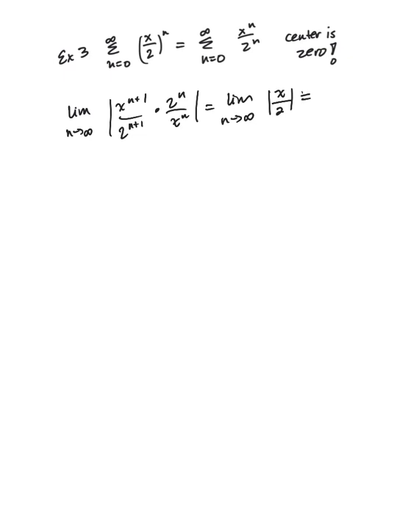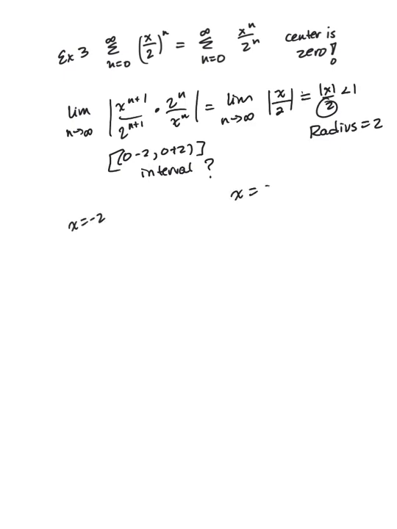So the limit is literally just going to be the absolute value of x over 2, okay? You're going to make that less than 1. So you could see that the radius is 2. And we're going to have to look at the center, minus 2, and the center, plus 2. And we're going to check the endpoints. We're looking for the interval. So we need to check -2, and we need to check +2.